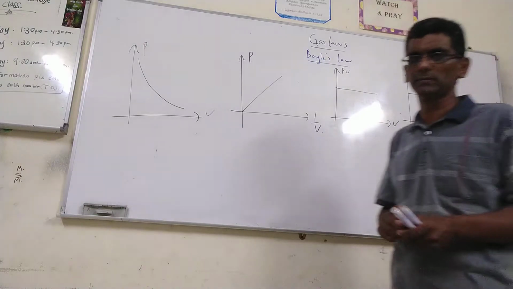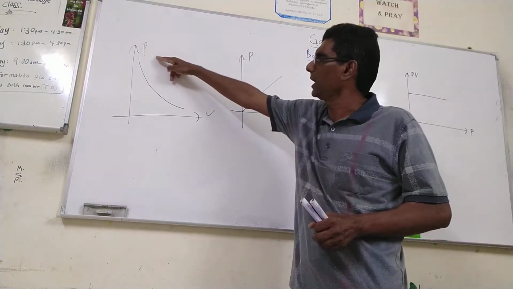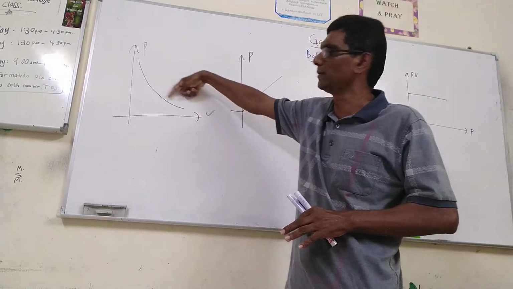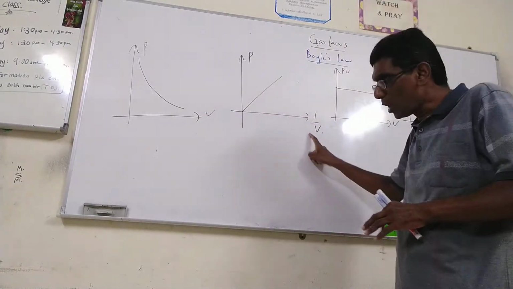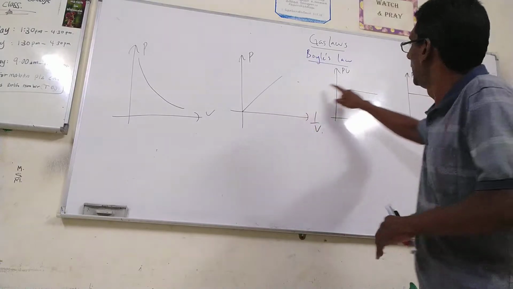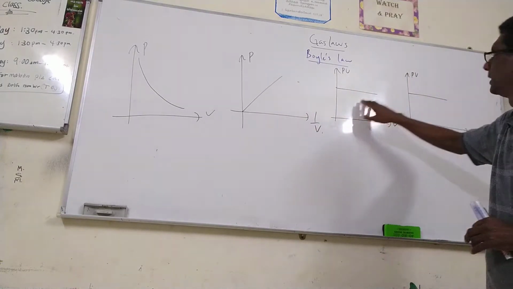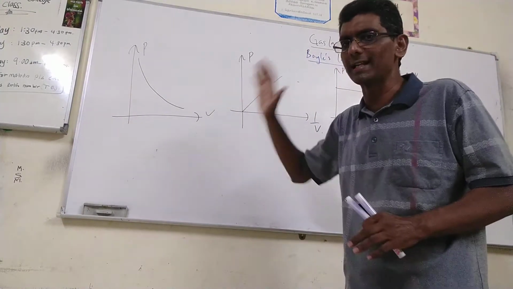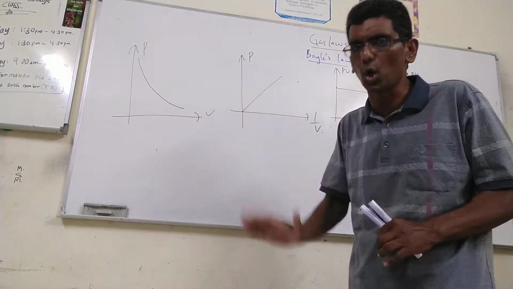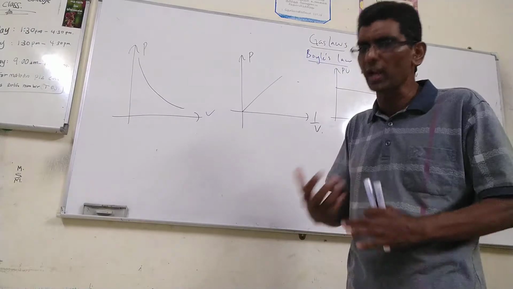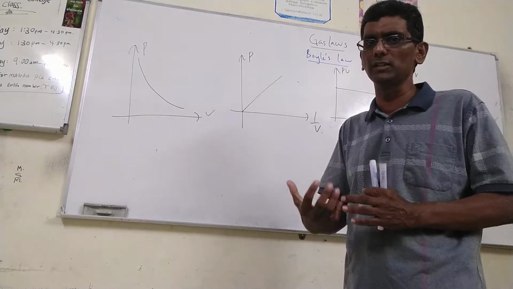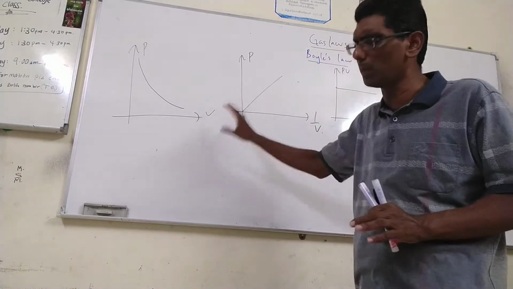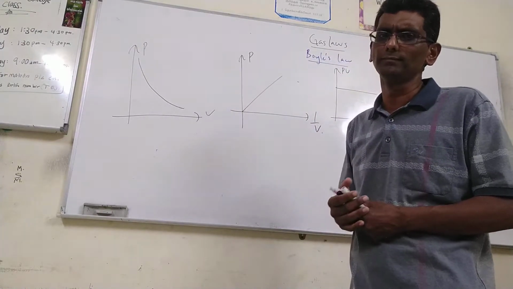So there are four graphs. Pressure versus volume is a curve graph, like an inversely proportional graph. P versus 1 over V is directly proportional. PV versus V is a constant graph. PV versus P is a constant graph. The four graphs are talking about the same Boyle's law, but taking the information in different ways, such as pressure times volume.